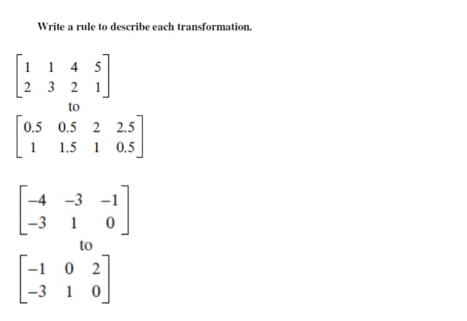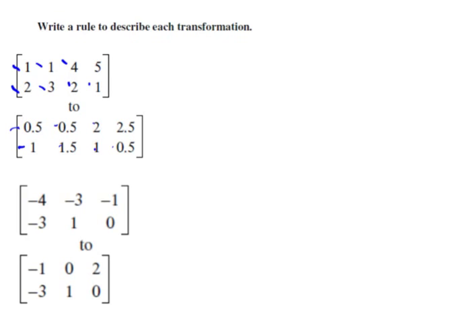Here we're asked to write the rule just by looking at the 2 matrices. So what we want to do is look at what happened. We went from 1 to 0.5, 1 to 0.5, 4 to 2, and 5 to 2.5. Well, it's not adding or subtracting the same amount every time, but it does look like all of them have been cut in half. Is the same true for our y's? 2 became 1, that cut in half. 3 became 1.5, 2 became 1, and 3 became 0.5.